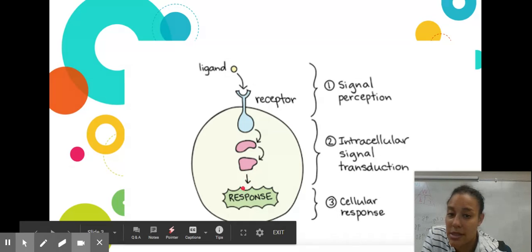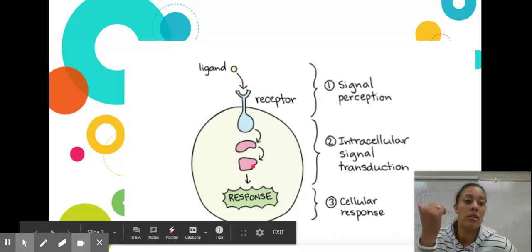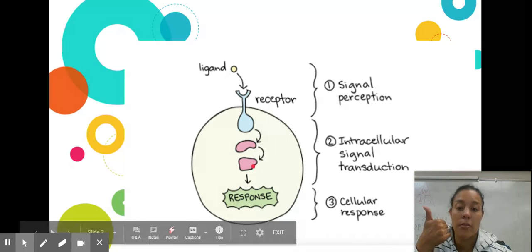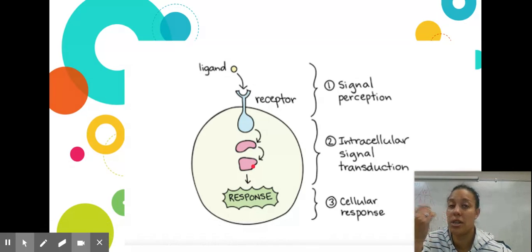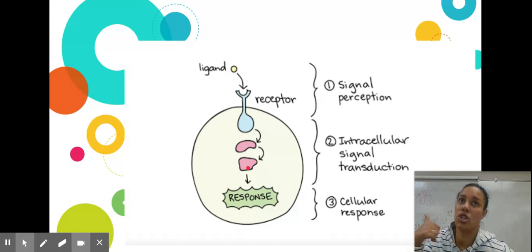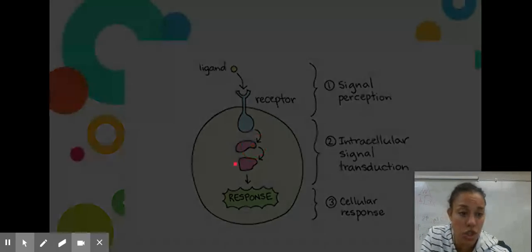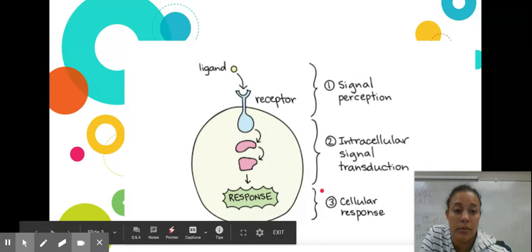The third step is the response. What is it that the cell is being asked to do? That could be several things. It could be, like we just talked about with mitosis, encouraging the cell to reproduce or go through cell division. A really common one is to turn on or turn off a specific gene for transcription, or the creation of certain genes.